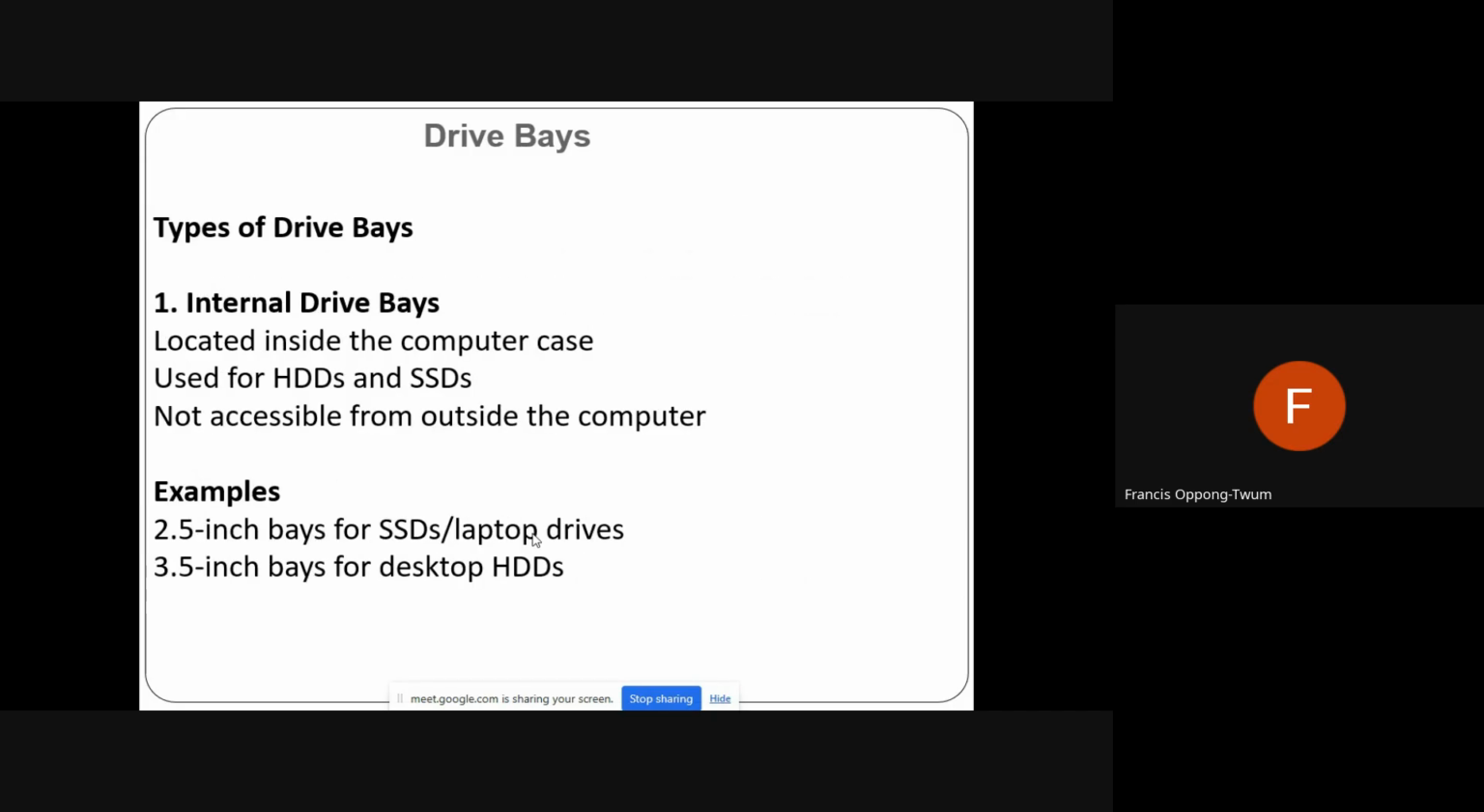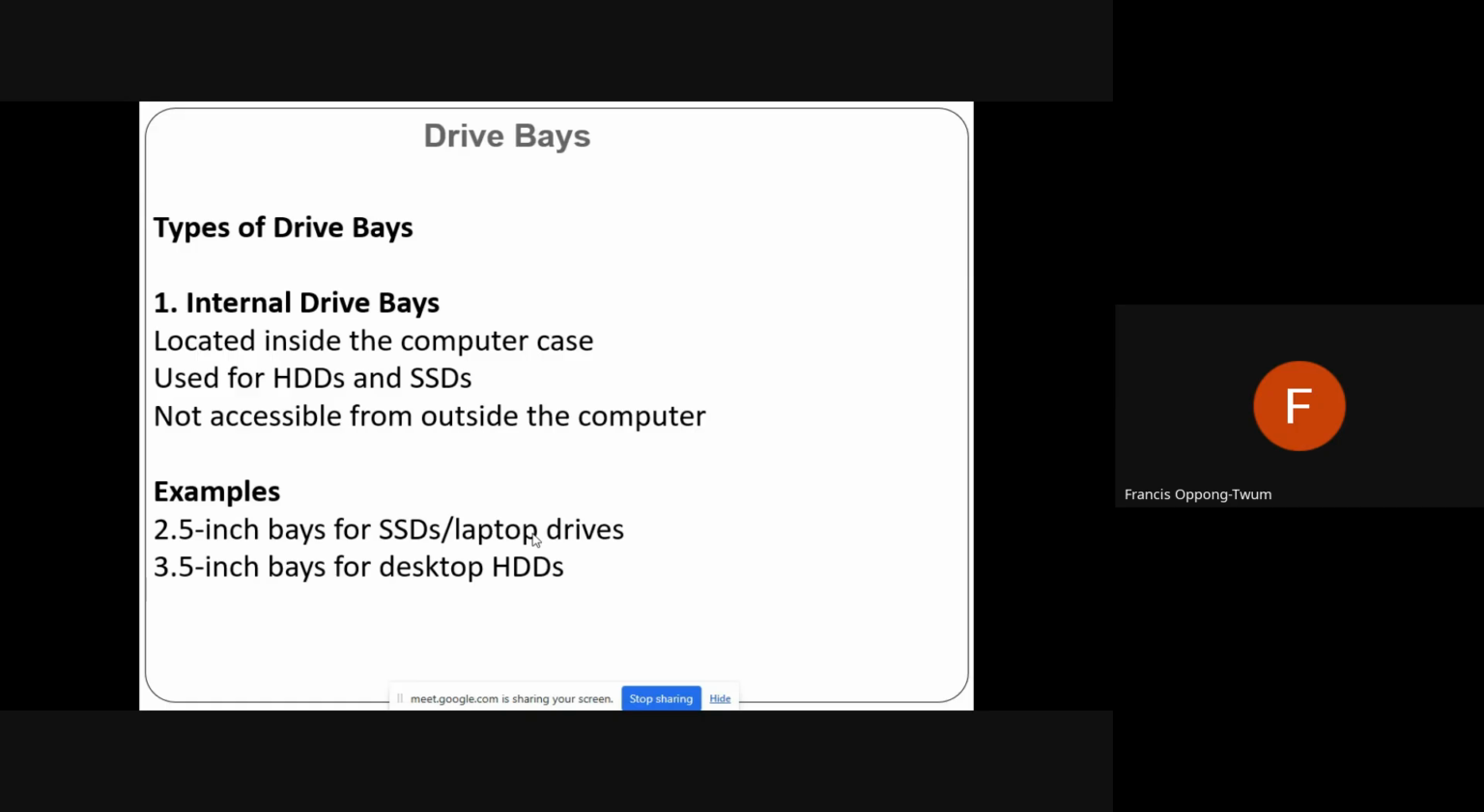What are some of the types of drive bays? We have the internal drive bay. That internal drive bay is always located inside the computer case, and it's used for HDDs and SSDs. The internal drive bays are mostly used for hard disks and SSDs.